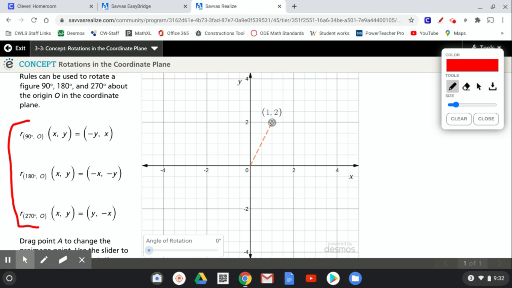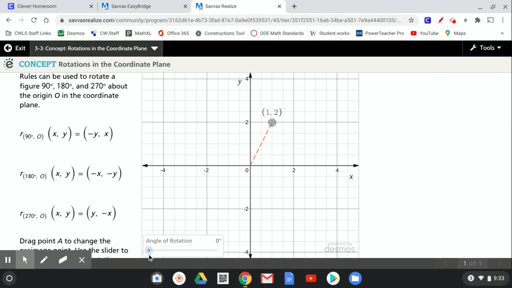Now, for this, we have rules to rotate about the origin. The origin is just the center point. All right, it's 0, 0. That's what we call the origin. Okay, so this coordinate is being rotated. So I want to show you guys what happens when it's being rotated. So we got a little slider down here. You guys have access to this in Savvas as well if you want to take a look at it on your own. But if we rotate 90 degrees, okay, that's what happens. We rotate it 90 degrees about the origin.